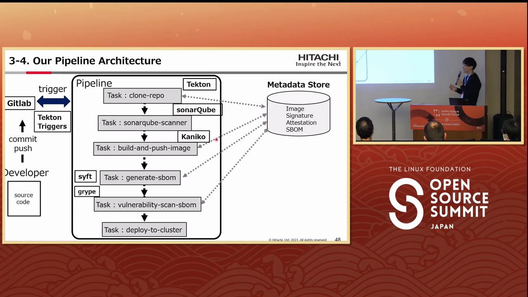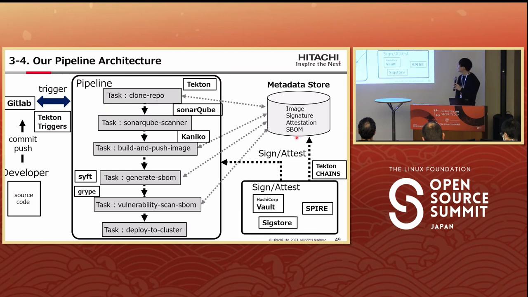Each of the tasks generates artifacts. Then these artifacts can be stored in the metadata store. Finally, Tekton Chains generates provenance about the build process. Then Sigstore signs our provenance. Then our provenance and attestations can be stored in the metadata store. Okay?